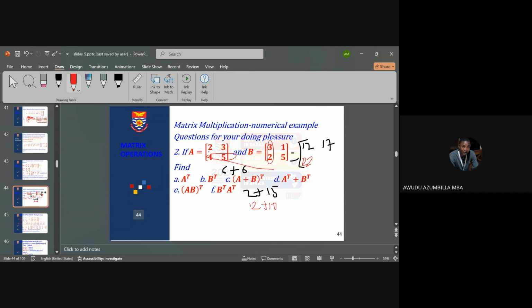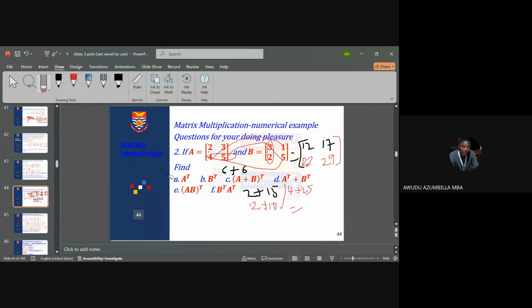The same thing, but you go to the other column. You are going to get 4 by 1. That is going to give you 4, plus 5 by 5, that is going to give you 25. And that is going to give you 29. So here is going to give you 29 for the multiplication.